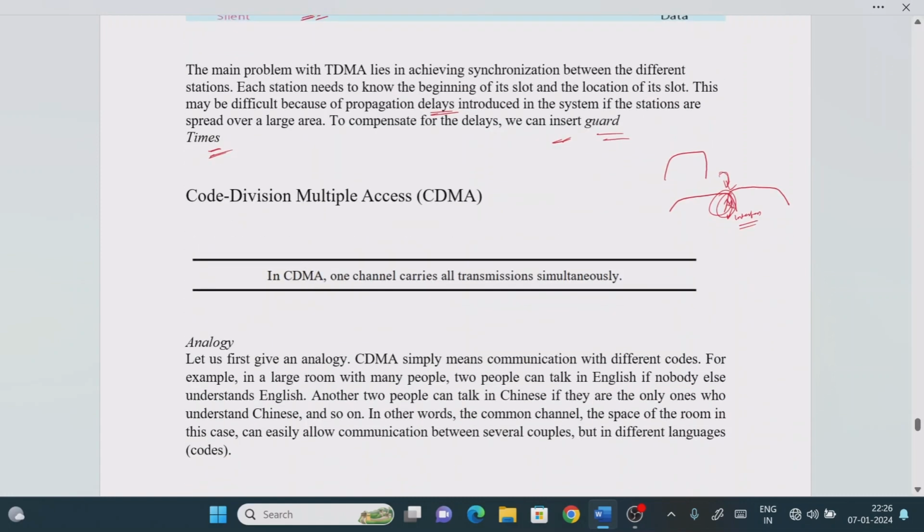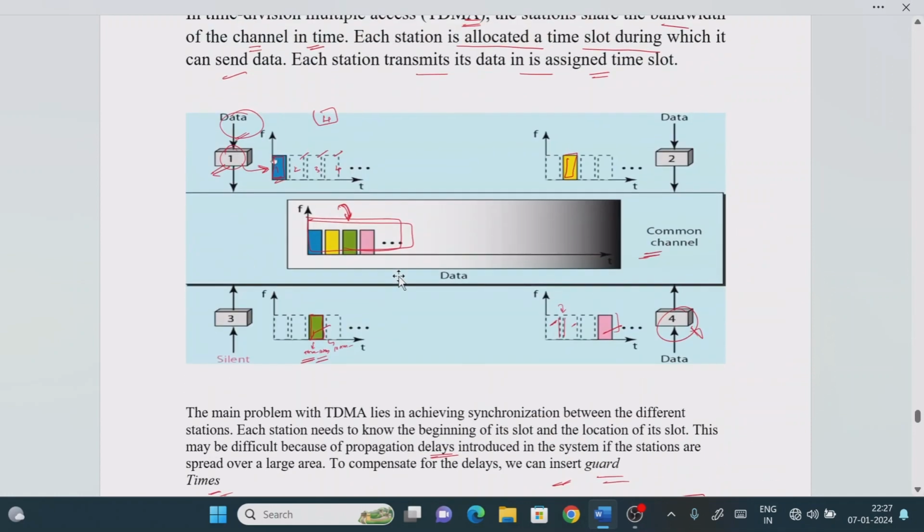Now we have the third case, which we call code division multiple access. In FDMA we are dividing the channel; in TDMA we are not dividing the channel, but at a time only one user can access it. But in the case of CDMA we are not going to divide the channel, and we are not allowing only one person to send information at a time. This is something very interesting. In CDMA we are not dividing the channel, so the bandwidth of the channel still remains the same. One channel carries all transmissions simultaneously. It means that over the entire bandwidth, if station 1 wants to send, 2 wants to send, 3, 4 want to send also, they can happily send.